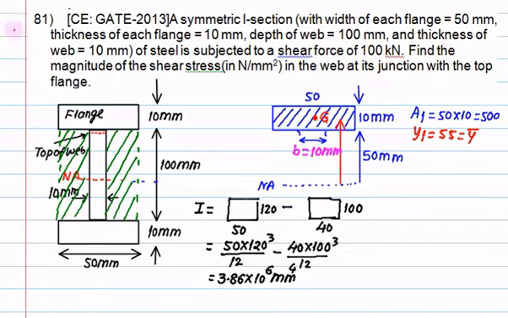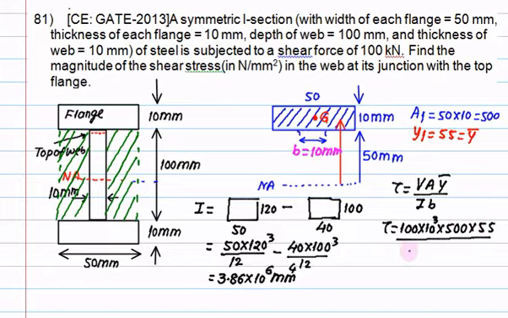Now finally use the formula. Tau equals V multiplied by area times Y bar upon I divided by B. So tau will be equal to 100 times 10 to the power 3. Area is 500. This one is 5, Y bar is 55, I is 3.86 times 10 to the power 6, and width is 10.